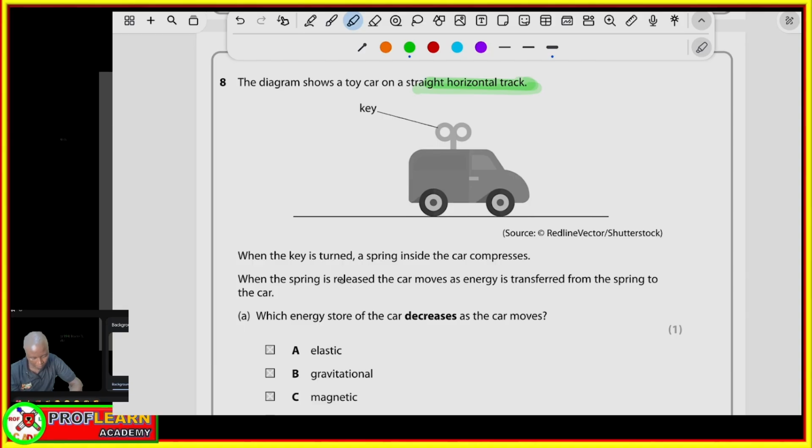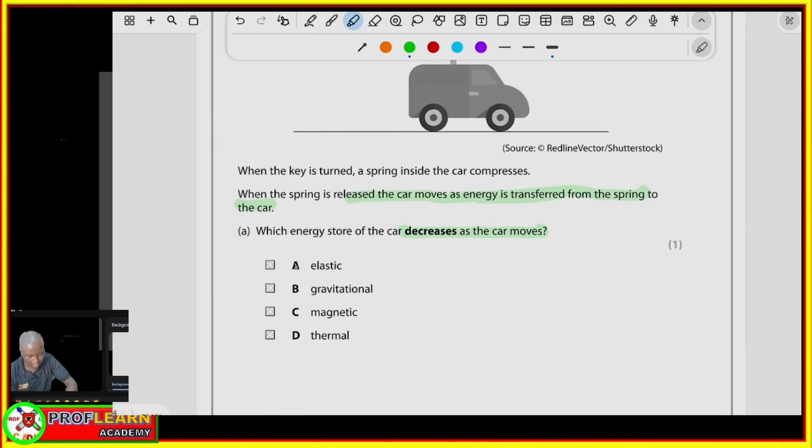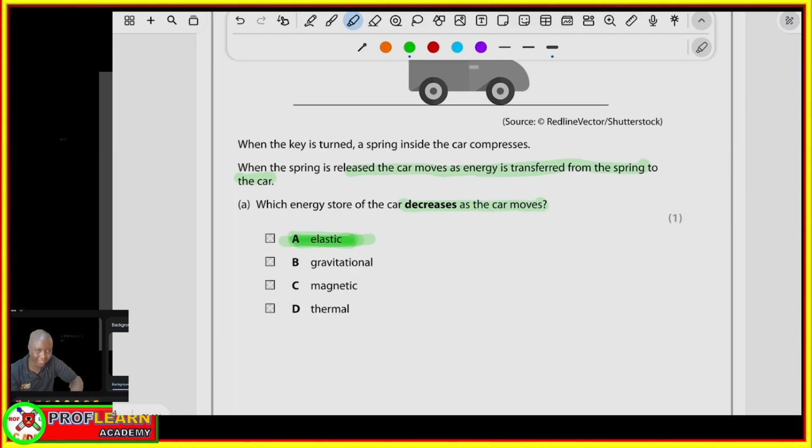When the spring is released, the car moves as energy is transferred from the spring to the car. Which energy store decreases as the car moves? It's called the elastic potential energy store. That's the one that actually decreases, because when you compress your spring, it has elastic potential energy. So the moment the car starts moving, elastic potential energy is converted to kinetic energy, and that's why the car moves.